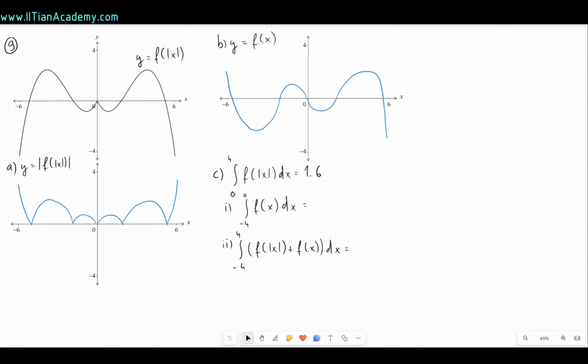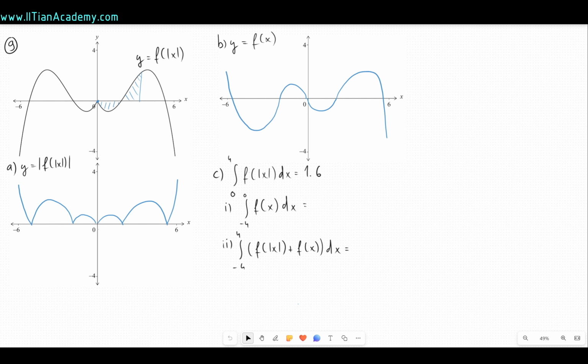So in part C, we are given that the integral from 0 to 4 of f of absolute value of x is 1.6. So if we were to draw it on the original graph, it goes something like from here to here. So this area, so the integral from here to here, is 1.6. And then in part 1, we need to find the integral from -4 to 0 of f of x.